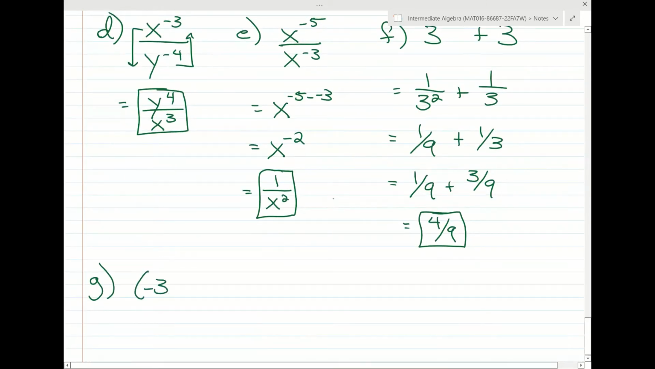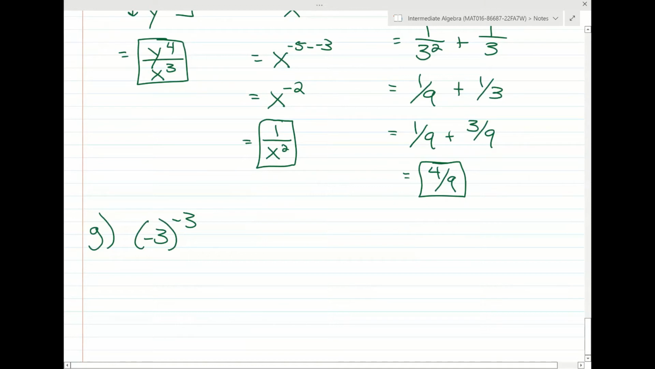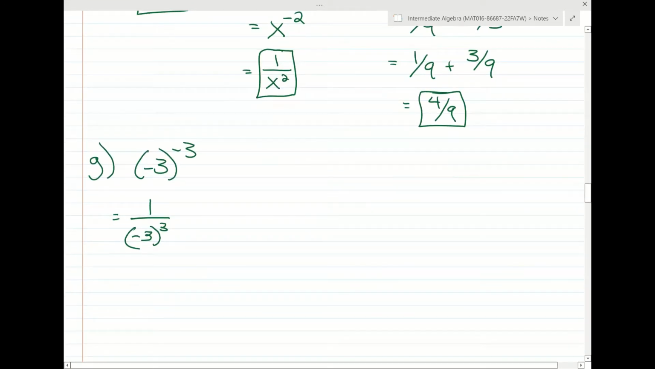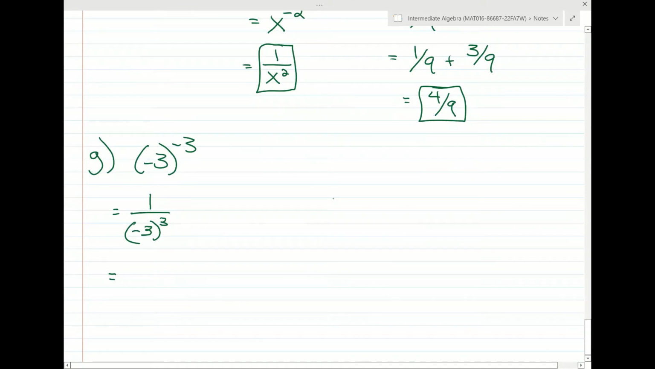How about negative 3 to the negative third? We're going to hit you with all these different variations. When you have a negative power, you put it on the bottom. So this is 1 over negative 3 to the third, which is the same thing as negative 3 times negative 3 times negative 3, or negative 27. When you have a fraction, it doesn't matter where you put the negative. You can put it on top if you want. You can put it in the middle or on the bottom. A negative number is a negative number.